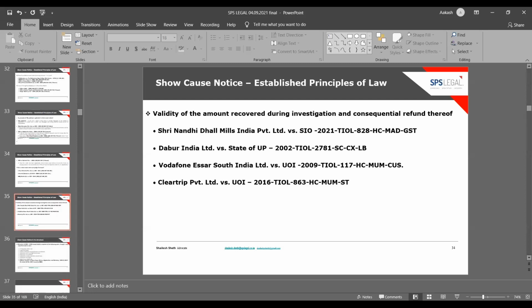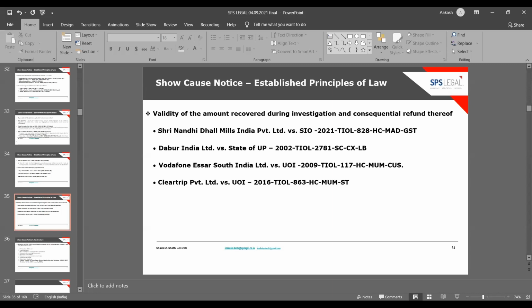Another important aspect, which is actually hurting everybody every now and then, is the validity of the amount recovered during investigation and consequential refund thereof. One of the most important cases recently decided is by the Madras High Court in the Nandi Dal Mills Limited case, and we have quite a few judgments under the erstwhile regime, Dabur India, Vodafone. There is a catena of decisions. Ultimately, they are all reaffirming the principle that whatever may be the justification, no amount can be recovered from a taxpayer without following the due process of law and without issue of the show cause notice.